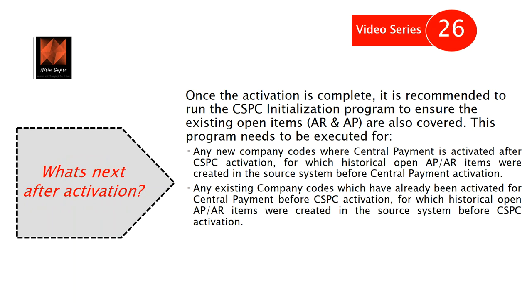What happens after activation? Once the activation is complete, it is recommended to run the CSPC initialization program to ensure the existing open items, AR and AP, are also covered, so that any open items which already exist in the system are covered. This program needs to be executed for any company code where central payment is activated, including company codes where central payment was activated before CSPC activation. So in any case, any company code which is linked to central payment, either before or after CSPC activation, it has to be run.